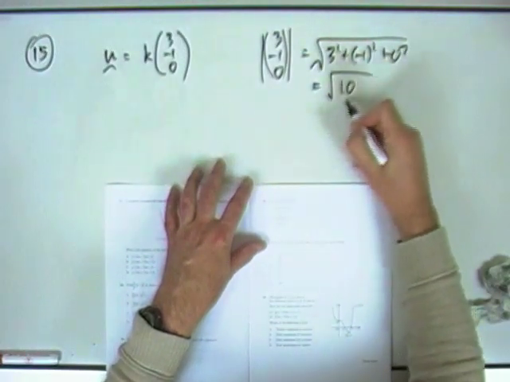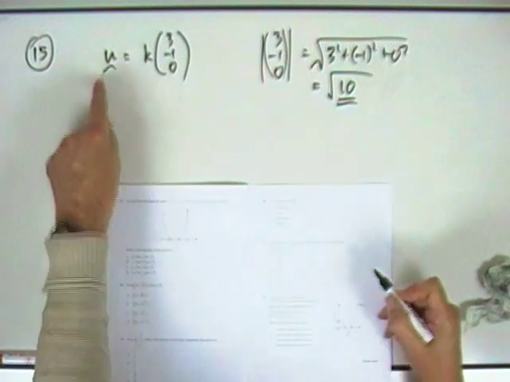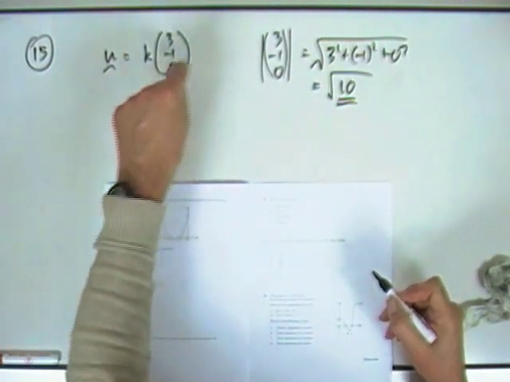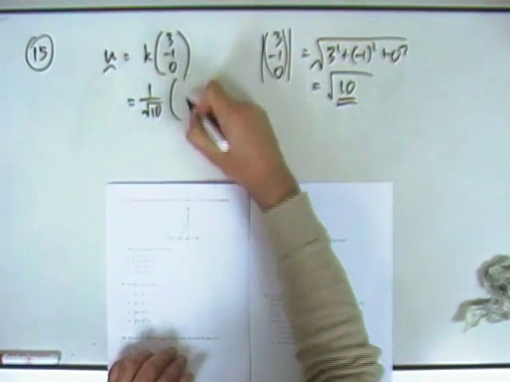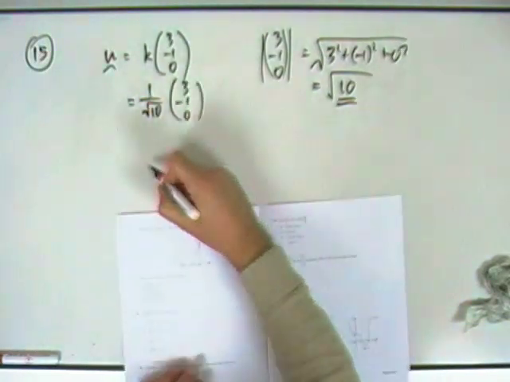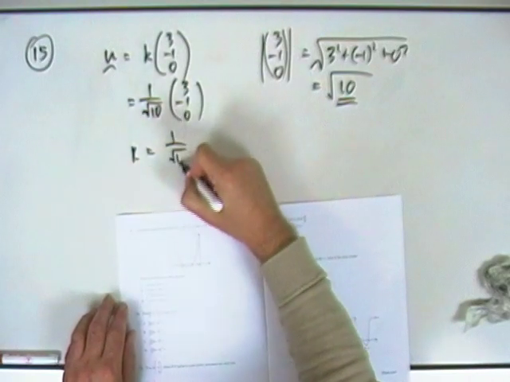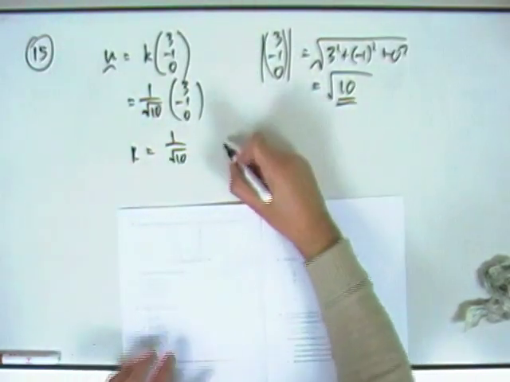9 and 1, 10. It's of length root 10. That's to be of length 1. So I'll need to divide that by root 10. So it's going to be 1 over root 10 times (3, negative 1, 0). In other words, k is 1 upon root 10, which is answer D.